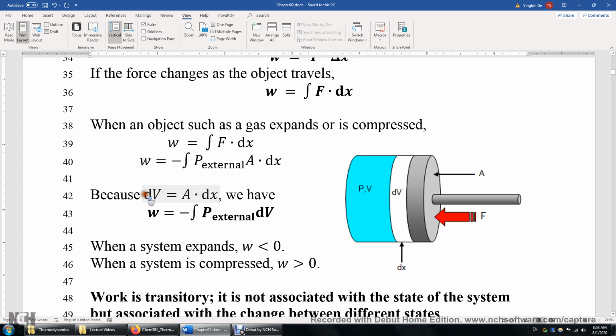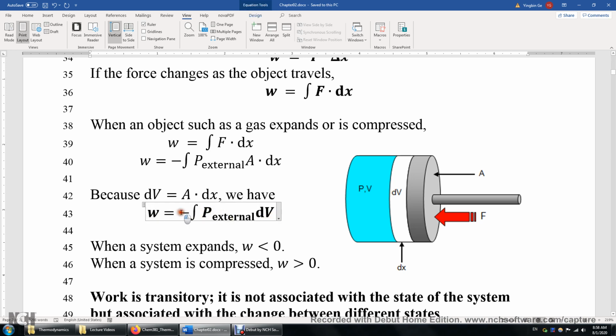Because dV, the change of volume, is A times dx, the change of distance, we can see this clearly here. The volume of this white space is dV. It's dx times the surface area of the piston. And therefore, we have the equation W is equal to negative integral of P external dV.